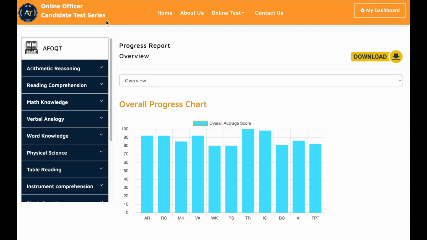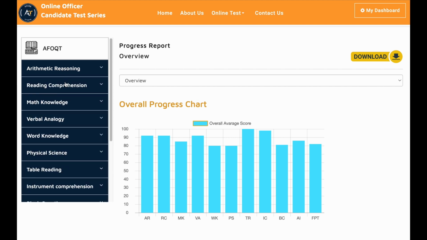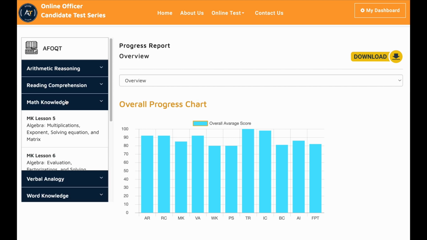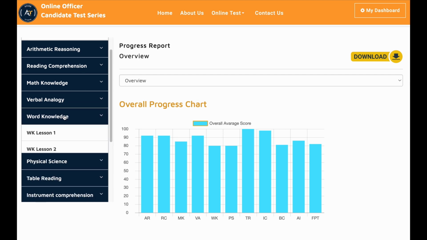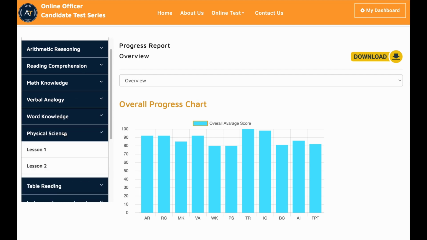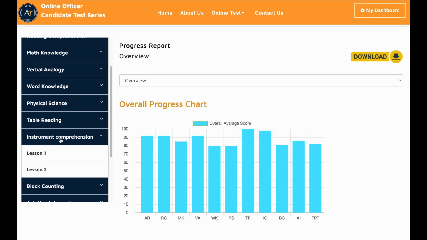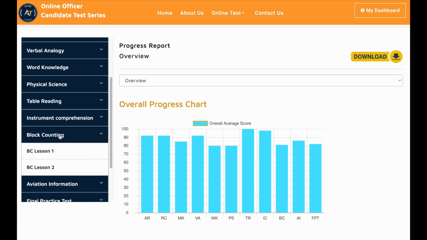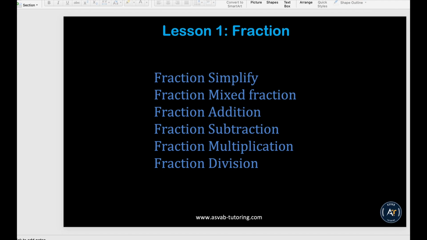There are 12 subsets in the AFOQT. Those are arithmetic reasoning, reading comprehension, mathematical knowledge, verbal analogy, word knowledge, physical science, table reading, instrument comprehension, block counting, and aviation information. First of all, we go over all the basic math operations.